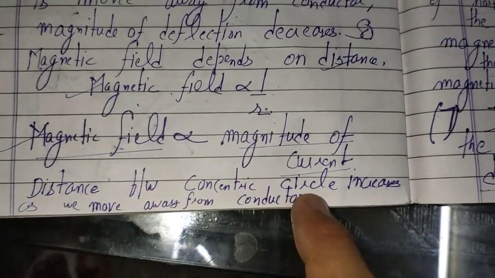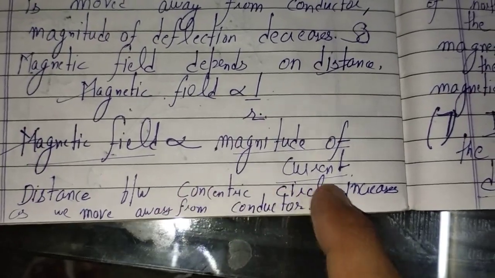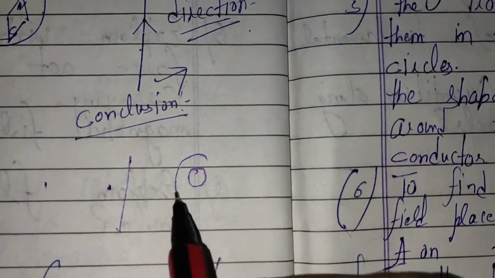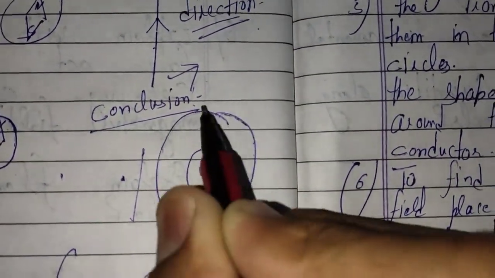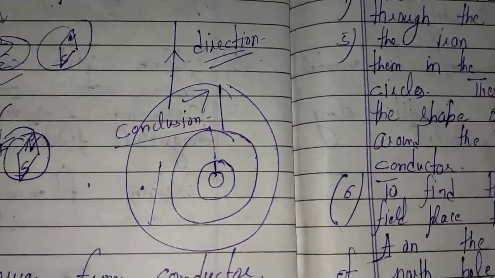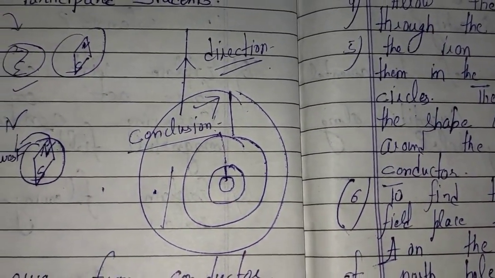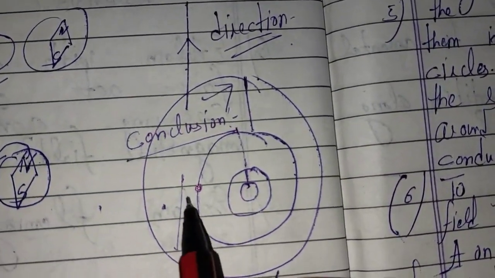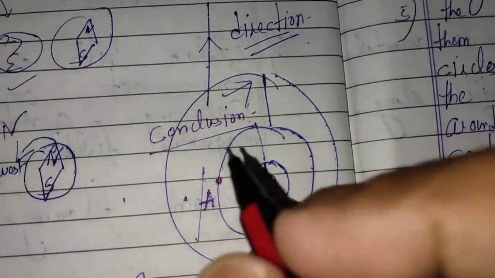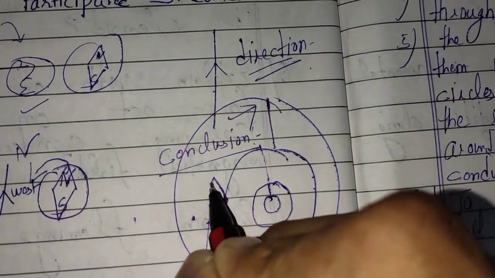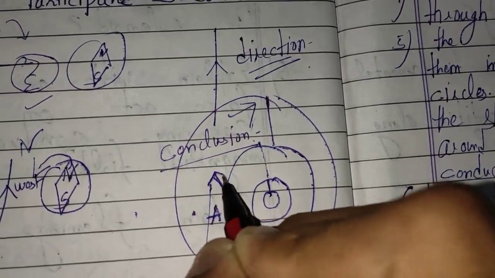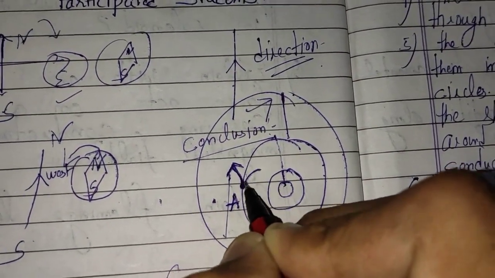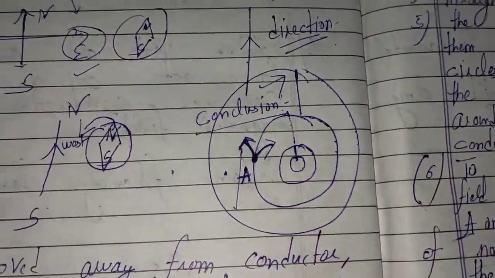As we move away from the conductor, the distance between the concentric circles increases. So this distance goes on increasing. The first circle and second circle have less distance, then more distance, then more distance, like this. If you want to know the direction of magnetic field lines, you will place a compass at A, and if the north pole is deflecting in this direction, so this is the direction of magnetic field. If the north pole is deflecting in this other direction, then this is the direction of magnetic field.